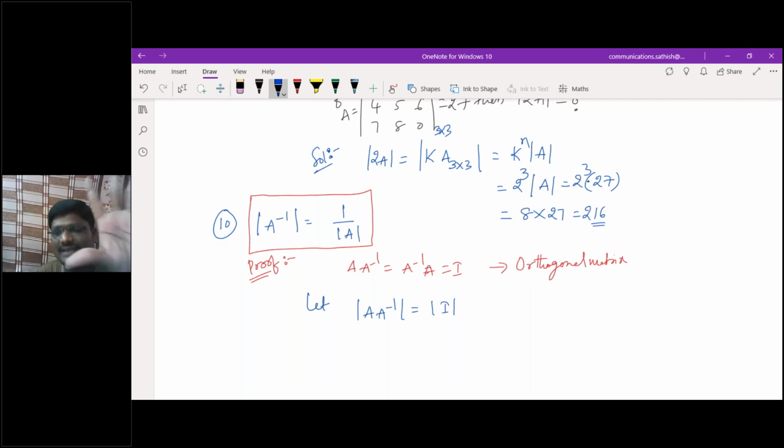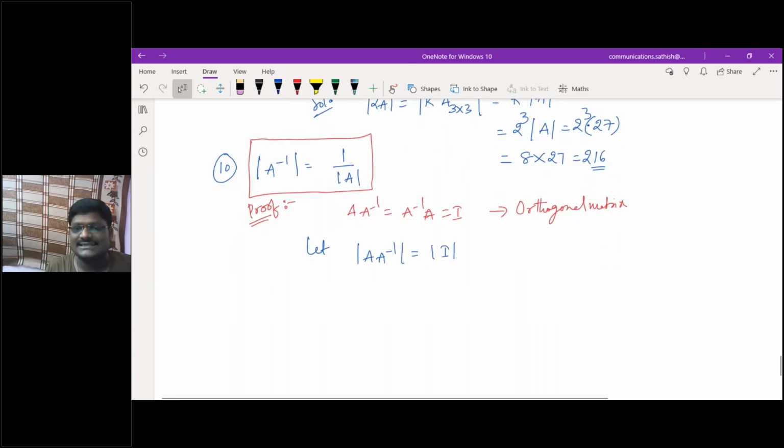I'm just applying the determinant. So how can I get the determinant? What is the determinant for this? The determinant of A into B is determinant of A into determinant of B. So this I can represent as determinant of A into determinant of A inverse.